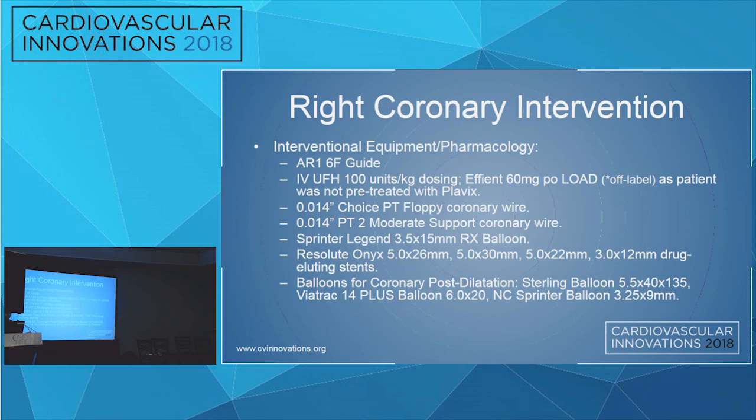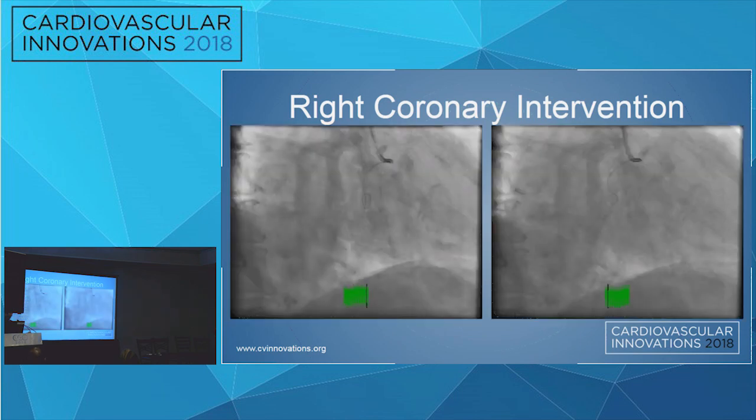Initially I tried an 014 Choice PT Floppy wire, which didn't go, and then I did a PT2 Moderate Support, which you'll see what happened with that. And then these are some of the balloons I used. You can see I used large stents, Resolute Onyx 5.0 stents, and then some peripheral balloons for post-dilatation. Again, all of this will become clear as I go on.